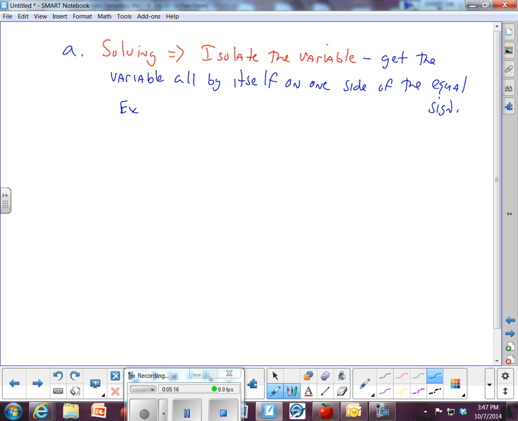When you solve an equation, it'll look something like this: n equals 13. Notice the n is all by itself on the left-hand side of the equal sign, and the 13 is on the right. Or it might look something like this: negative 3/5 equals x. The x is all by itself on the right-hand side of the equal sign, and the answer is on the other side.